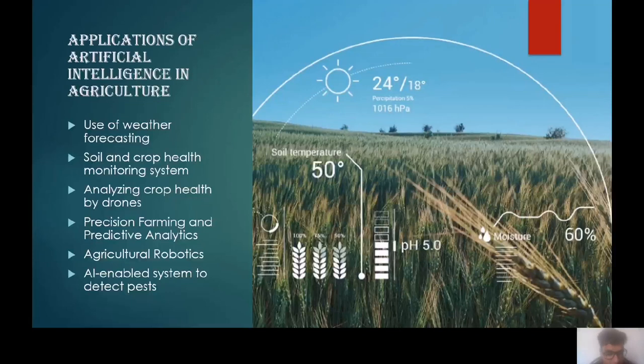Analyzing crop health by drone. In this technique, the drone intelligently captures the image data, which is essential for determining the status and problems faced by the crops. These images are further processed and analyzed to precisely detect the crop status.